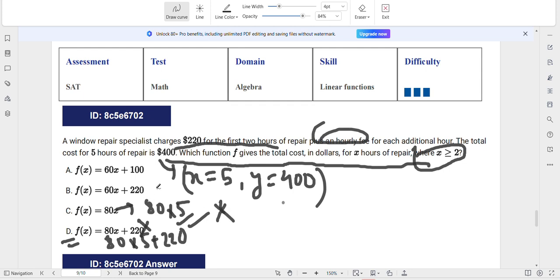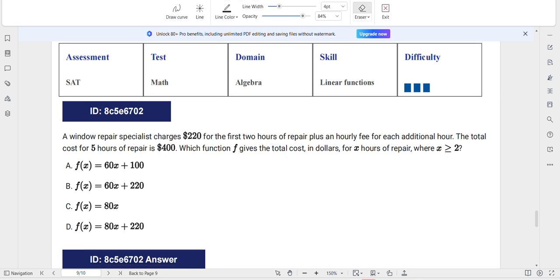Now let us take B. 60 into 5 plus 220. This is also not equal to 400. So our answer is option A in this equation. So we can solve this type of question by this method. But there is another simple but conceptual method by which we can solve this question, and I will be teaching you that too. So let us begin.